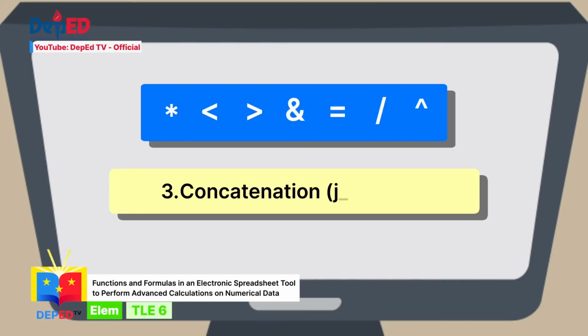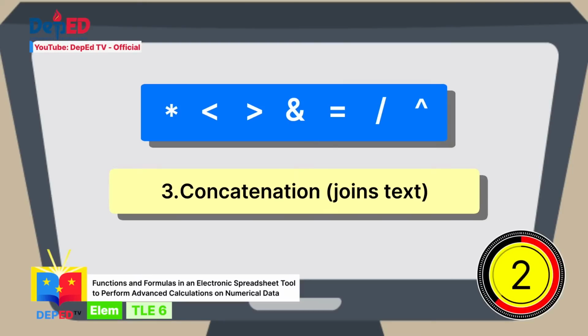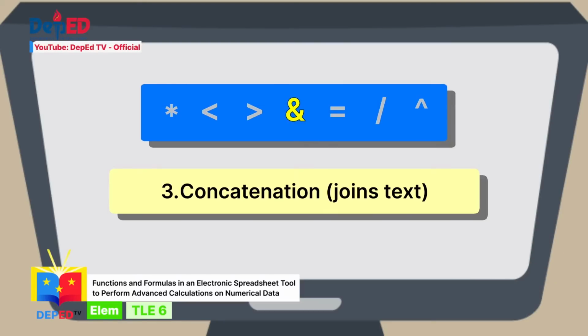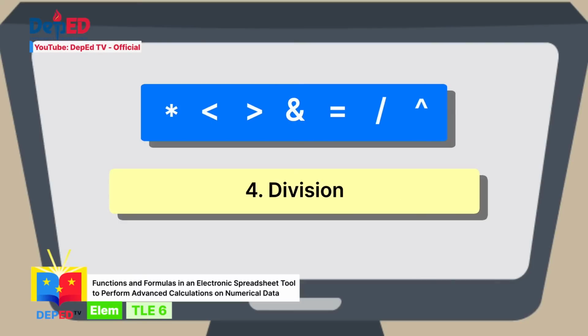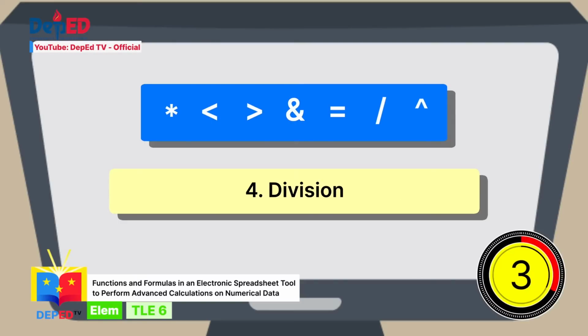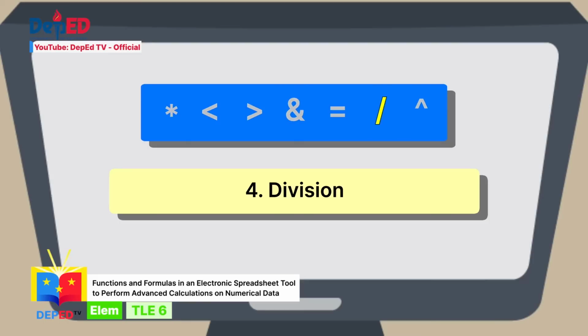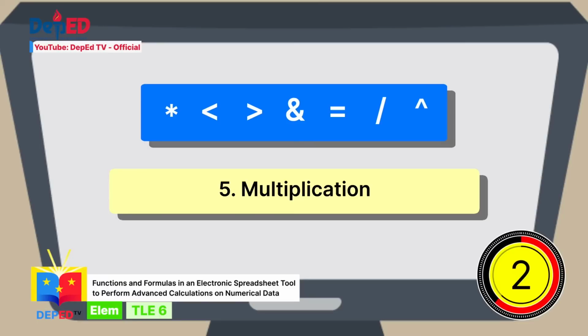Number 3. Concatenation or joins text. And the correct answer is. Number 4. Division. And the correct answer is. Number 5. Multiplication. And the correct answer is.